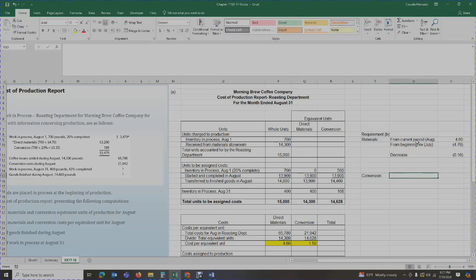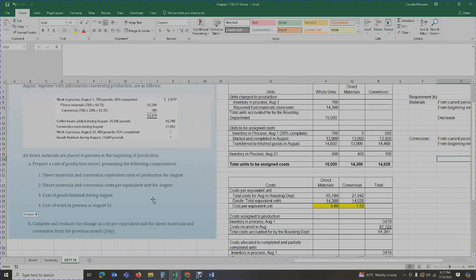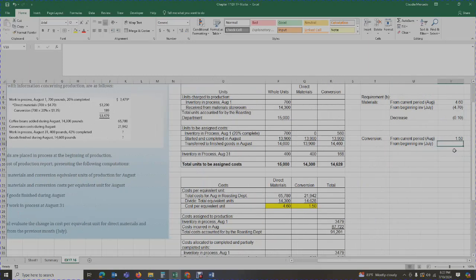Okay, and I'm just going to copy this too. That way it's the same thing. Now for my conversion cost, we're going to look over here. My conversion cost per unit, we calculated at $1.50. Now according to the problem, let's see what our conversion was before. Conversion was at $1.35 last month. So in this case, my conversion cost increased by 15 cents.